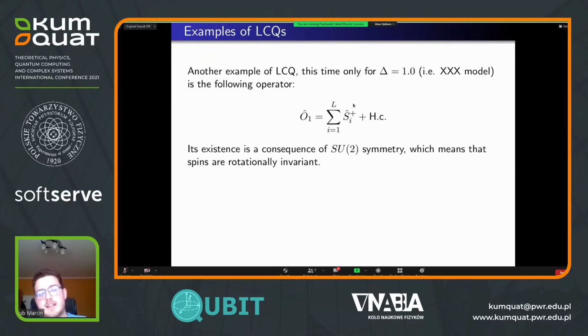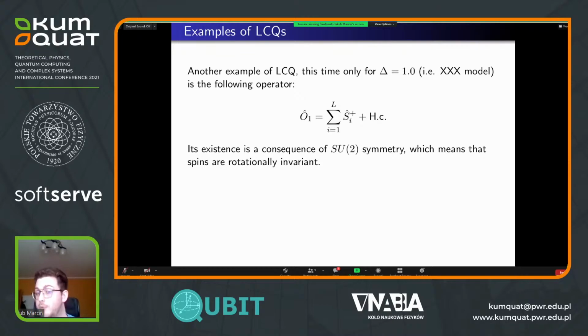However, this time only for delta equal to 1 in our Hamiltonian, which reduces to the so-called XXX model, there is another operator, the Q1 operator, and it has the following form. It consists of just the S plus and S minus Hermitian conjugate operators, and its existence is a straightforward consequence of the SU(2) symmetry of the XXX model, which basically means that the spins are rotationally invariant.